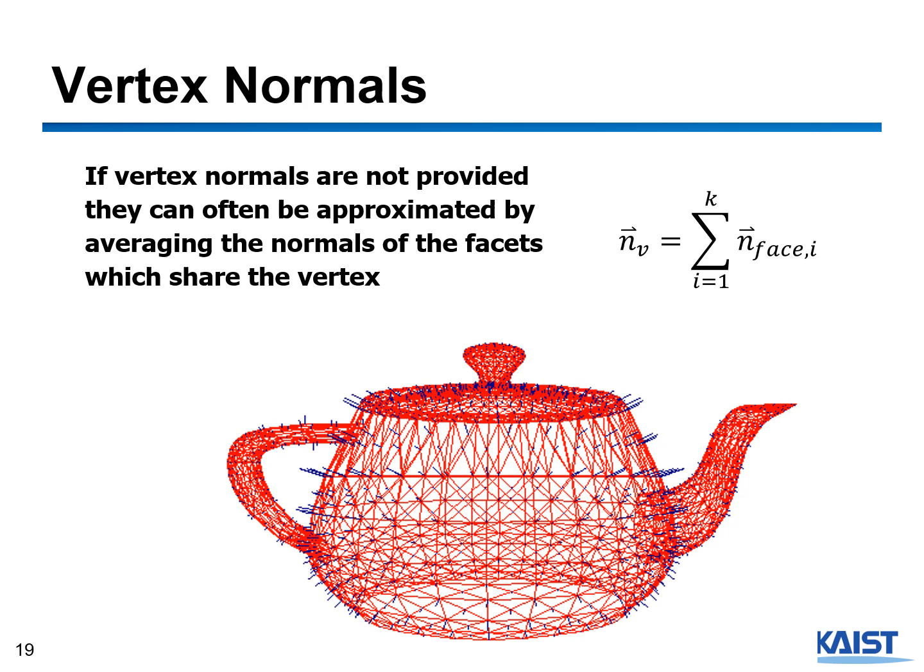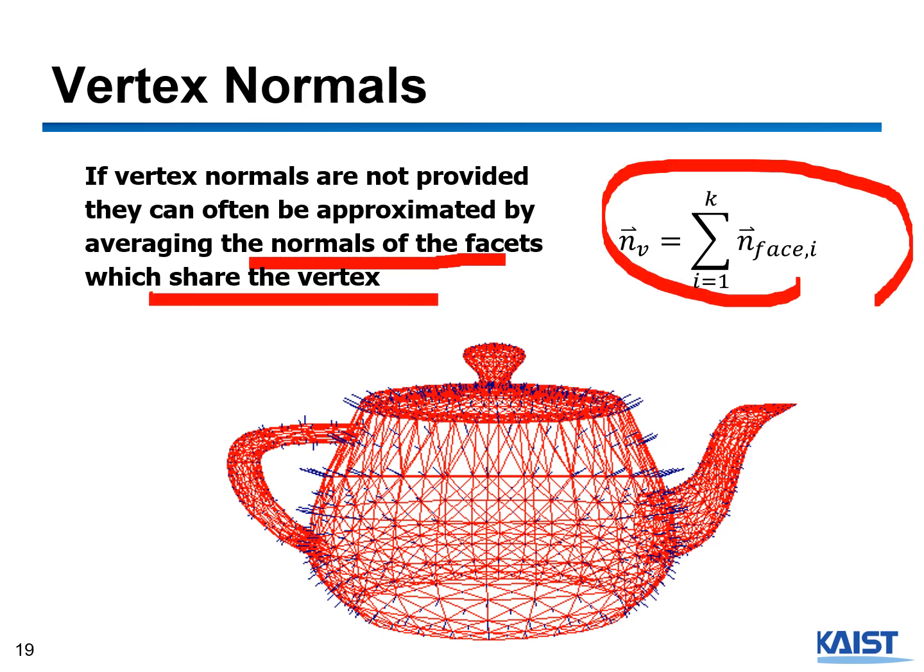So if the vertex normal is not provided, for example, if the normal is only provided at the centroid of each triangle, it can be approximated by averaging the normals of the faces which share the vertex, like this. This equation identifies the neighboring face triangles, and then we just average them out. Here I'm showing the wireframe of the triangle, and the blue arrow indicates the normal at each vertex.